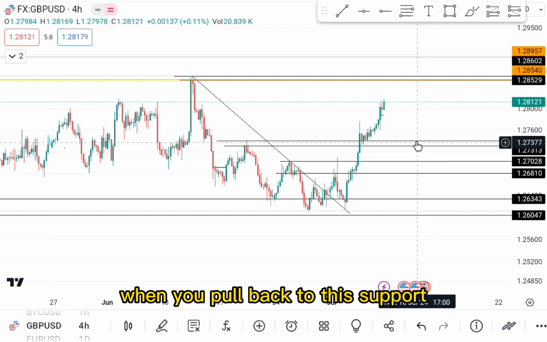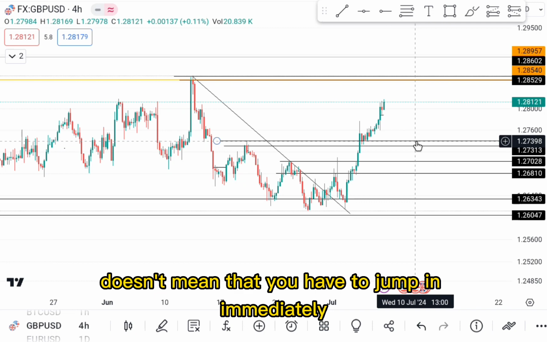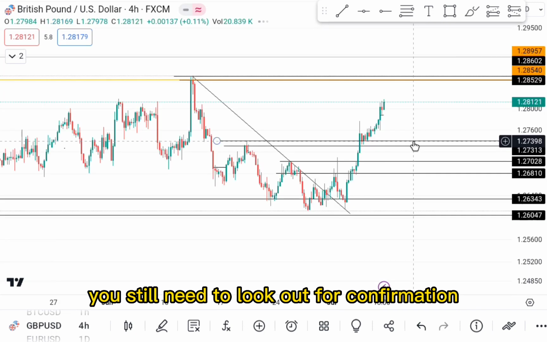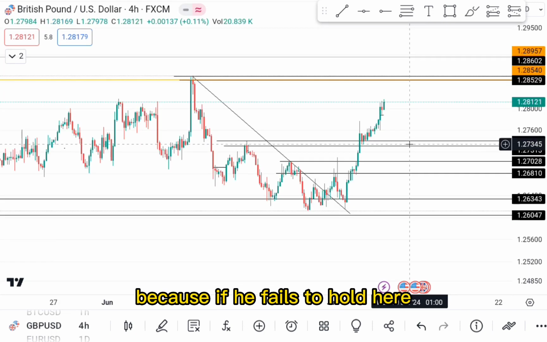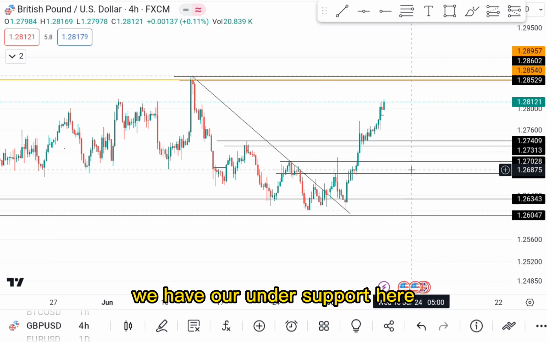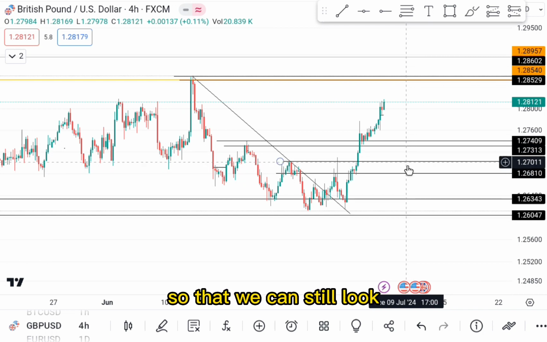When it pulls back to this support, it doesn't mean that we have to jump in immediately. We still need to look out for confirmation, because if it fails to hold here, we have another support here that we can still look out for.